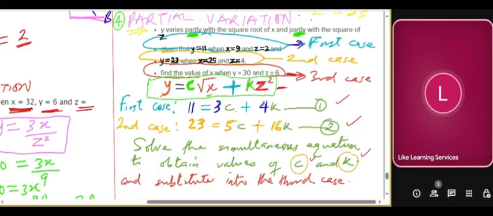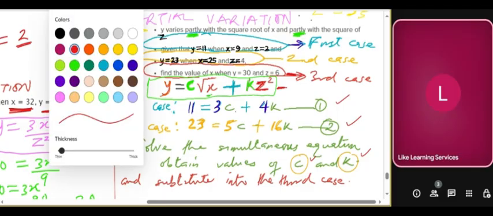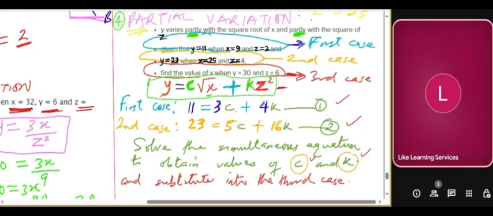I circled it in green, though I usually circle it in purple, so I can maintain it in purple. So you just substitute into this general equation to get the other value they ask for. Find the values of x when y is 30 and z is 6. So after you have found c and k, substitute here to find all that. I think that should be easy.